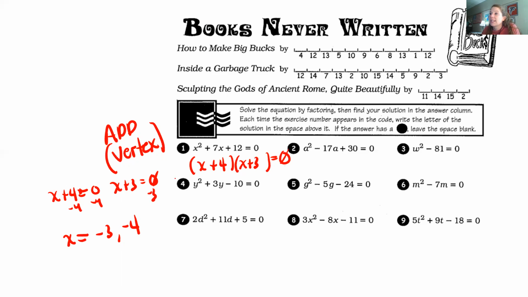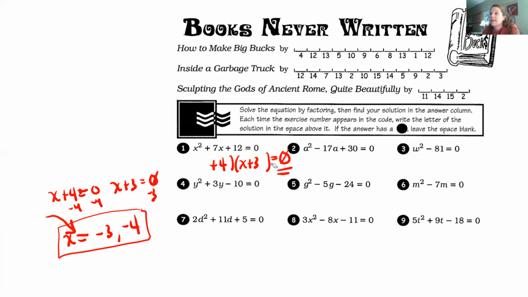We're not leaving it like this anymore, because now all of these are set equal to 0. So you're actually solving for x. So the x-intercepts would be (-3, 0) and (-4, 0). But you can keep your answers like this, okay? However, I am asking you guys to add that.